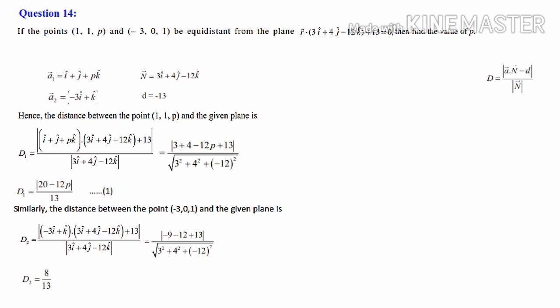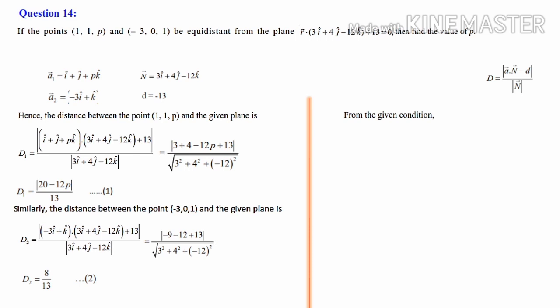That is equal to d2 is, here when you calculate minus 9 minus 12 plus 13. So we will get minus 9 minus 12, that is minus 21. Minus 21 plus 13 is minus 8. So since it is modulus of minus 8, only plus value will be coming out, that is 8 divided by the square root value we already calculated, that is 13. So d2 is 8 by 13 we have got. Label it as equation number 2.